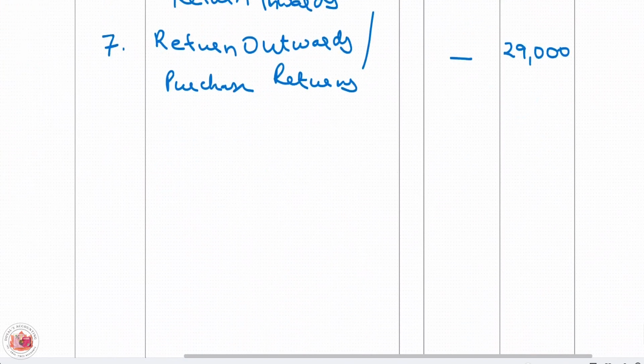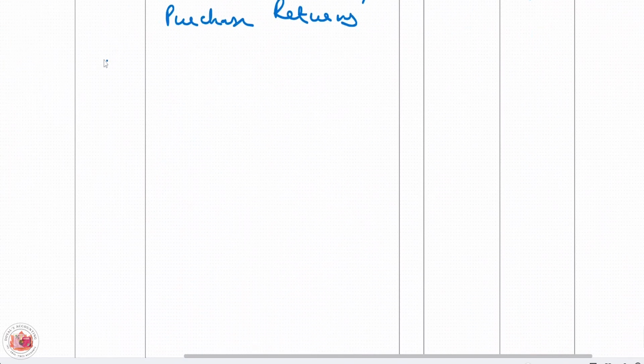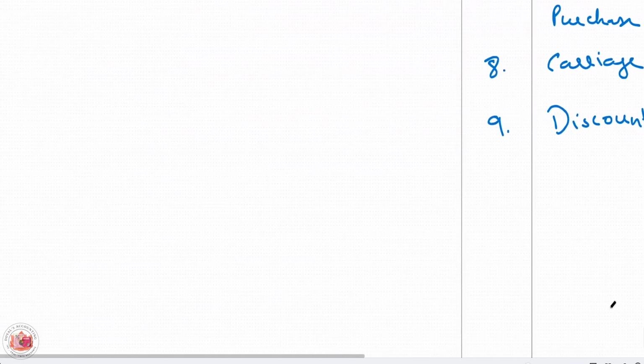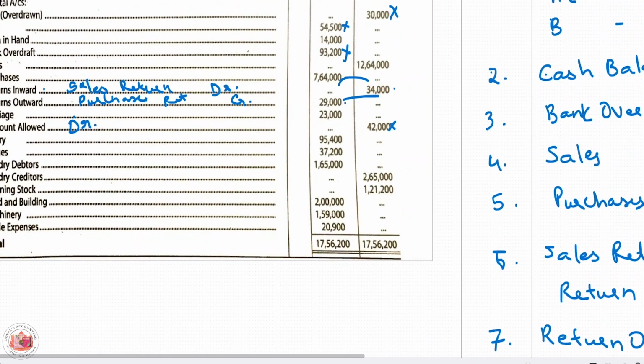So let's write down carriage 23,000 and my discount allowed will come on my debit side 42,000, not on the credit side. So I'm writing note for those other transactions also. I will write that. That indicates to the examiner that there is some adjustment over there.